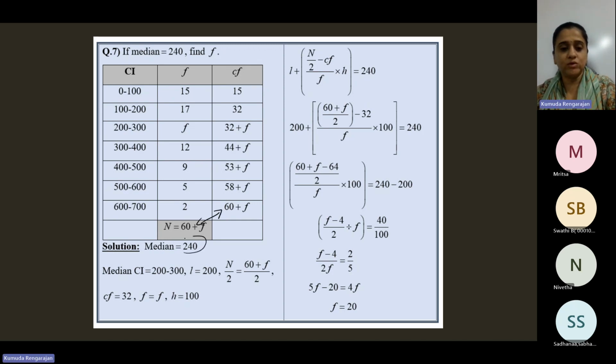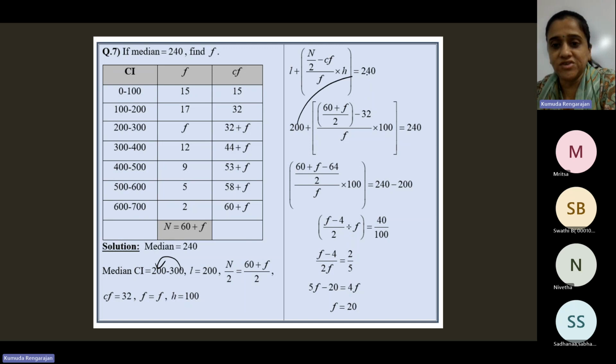Then I told you, because we know the median, because median is 240, median class interval is 200 to 300. Then you should get all the values. What is L? Lower limit 200. N by 2 is this one by 2, 60 plus F by 2. Cumulative frequency before 200 to 300, this one 32 is the cumulative frequency. Frequency of the median class interval, so F. And H is 300 minus 200, which is 100. Now put all this in the formula.